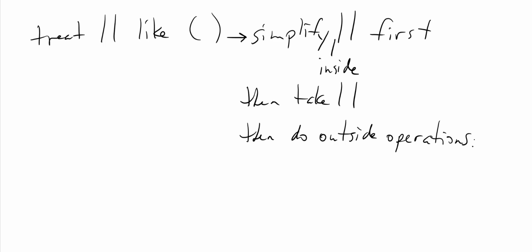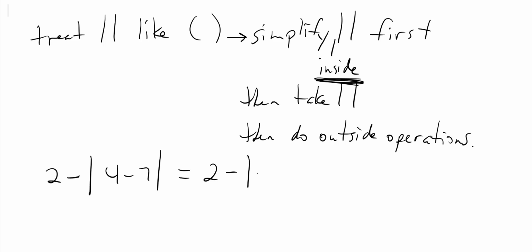Okay, so let's do a couple examples here. A little more complicated. So 2 minus absolute value of 4 minus 7. So remember, simplify inside the absolute value first. Okay, that's important. So basically you have 4 minus 7. All right, so it's 2 minus, and what's 4 minus 7? 4 minus 7 is negative 3. It's 7 minus 4 is 3. The sign of the bigger number is negative, so it's negative 3.